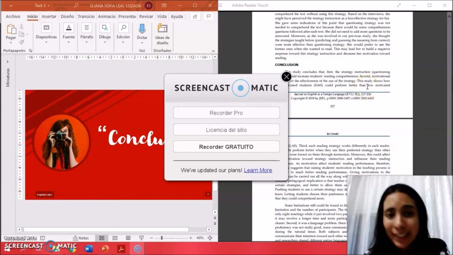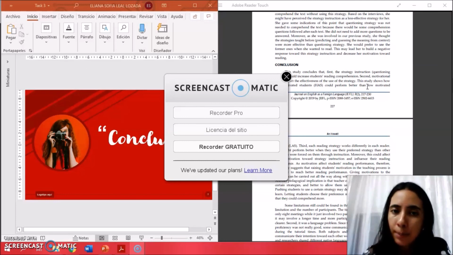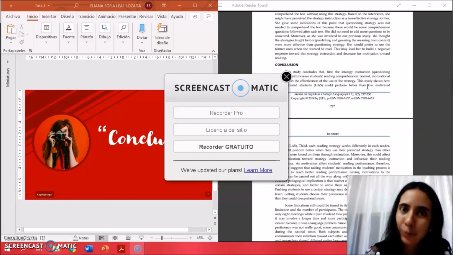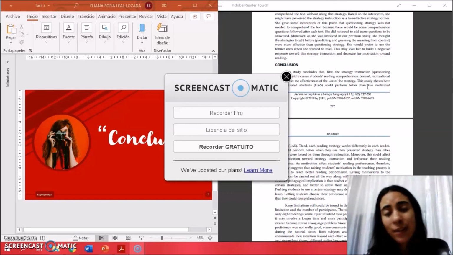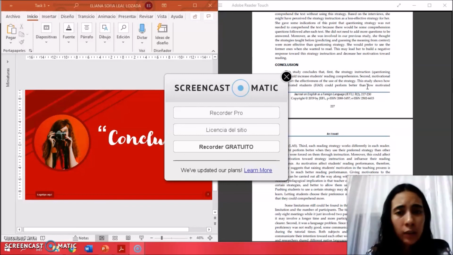Pushing students to use a certain strategy motivated students' interest to learn. Letting students choose their preference may boost their motivation so that they could comprehend more. And this is true. When a student is not obligated to work in class and is motivated, and we consider their likes and needs, it is good for them.